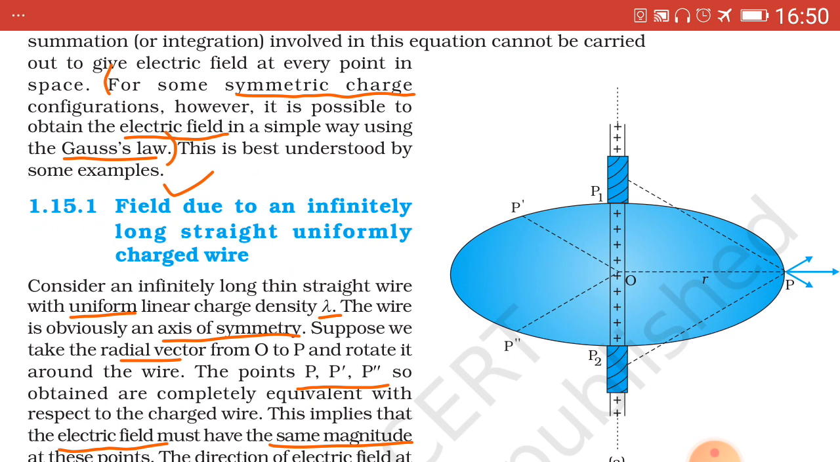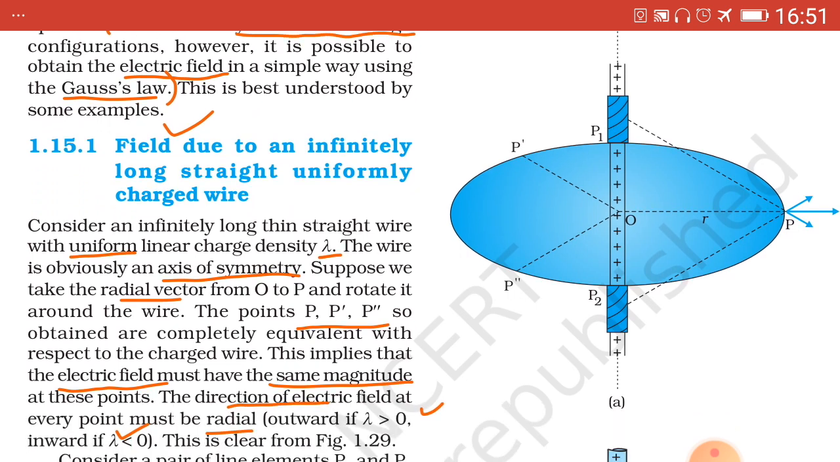Suppose we take the radial vector from O to P and rotate it around the wire. The points P, P dash and P double dash, those points we can refer in the diagram given besides. P, P dash and P double dash in figure A besides are completely equivalent, and the electric field at those points have the same magnitude.